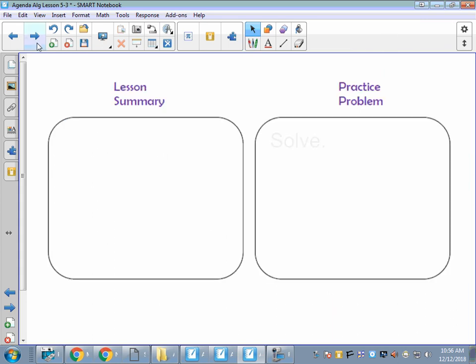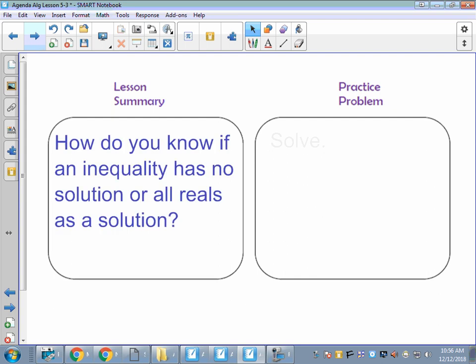That brings us to the end here. Our first thing is the lesson summary. When we skip some problems, there are always practice problems. I know we also didn't do any problems where we had to flip the inequality, so we want to work on some of those. Lesson summary: how do you know if an inequality has no solution or all reals as a solution? We just talked about that. That should be fresh in your mind.